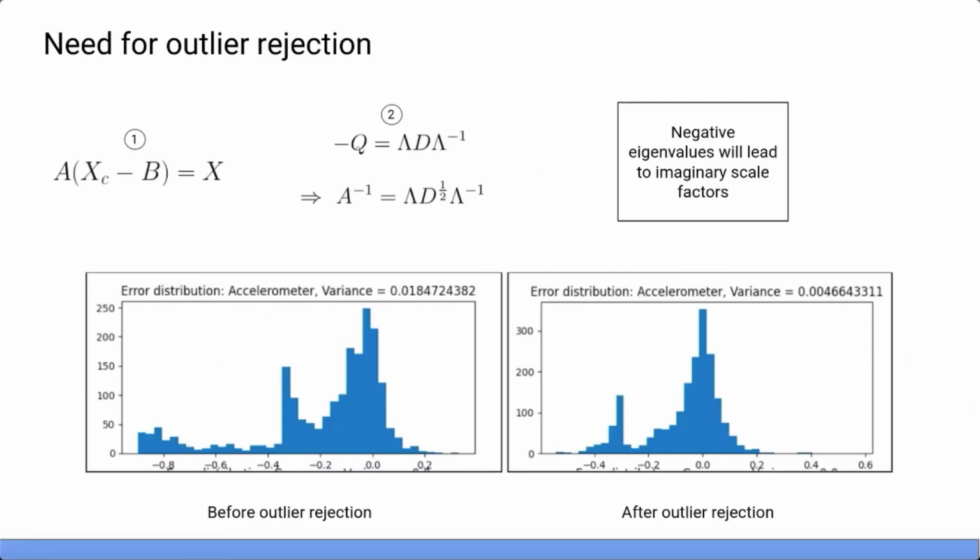We also used an outlier rejection mechanism. Now, the main need for this outlier rejection was that while calculating our matrices A and B, we are using eigenvalue decomposition at one point. And if we get negative eigenvalues, which usually occurs due to outliers, it leads to imaginary scale factors, which in the physical world does not make any sense, which is especially problematic for RLS. In the graphs below, you can see that outlier rejection gives us a more well-distributed error distribution.